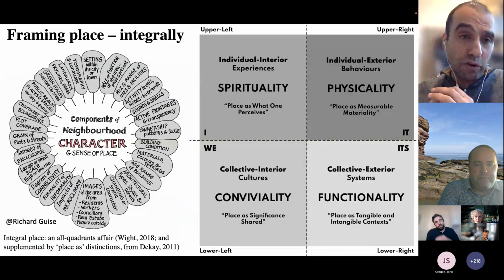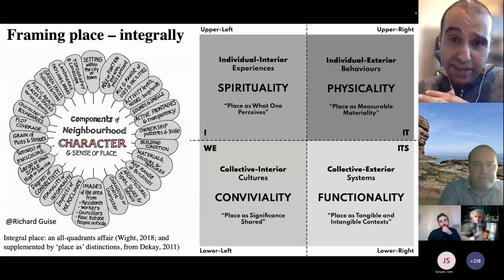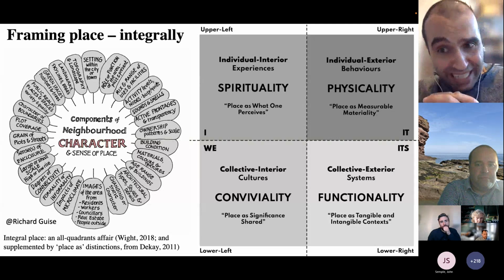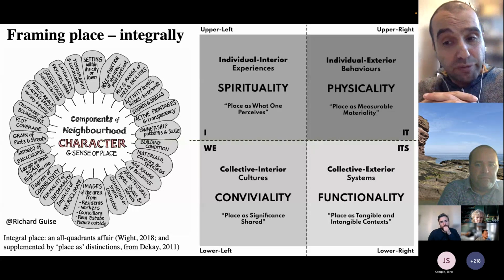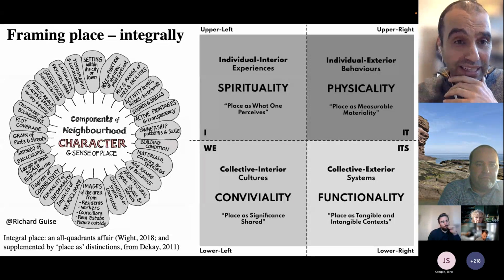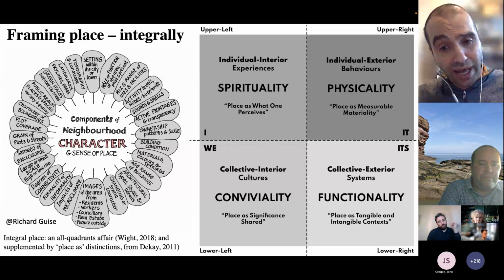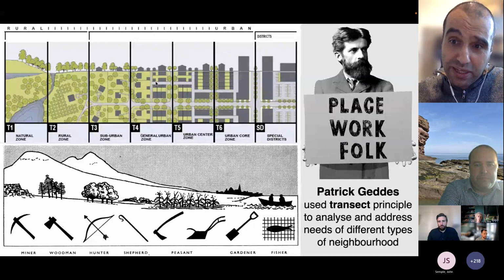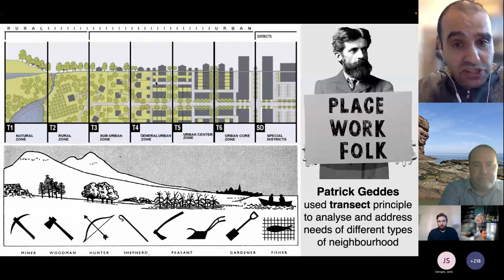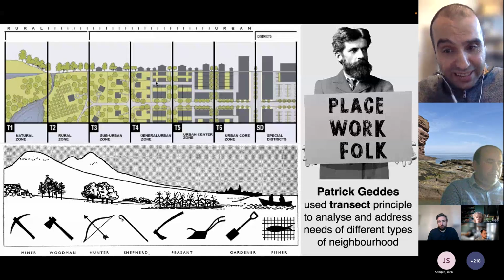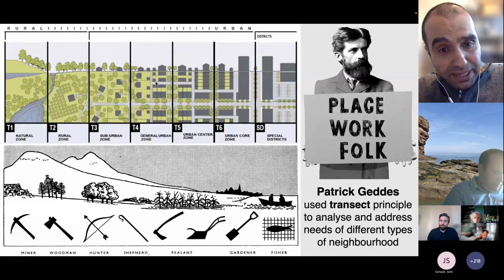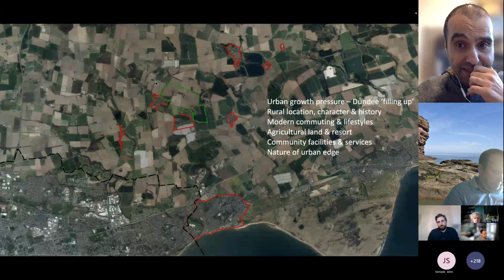So this will require us to frame place integrally, looking at it from spirituality, place as what we perceive, physicality, place as a measurable quality, functionality, place as a tangible and intangible context, but also conviviality. That's exactly what the students try to look at, place as a significant shared thing. And this is not new, as Patrick Geddes used this very interesting transect principle to analyze and address the needs of different types of neighborhoods between rural, suburban, urban core, and urban centers.